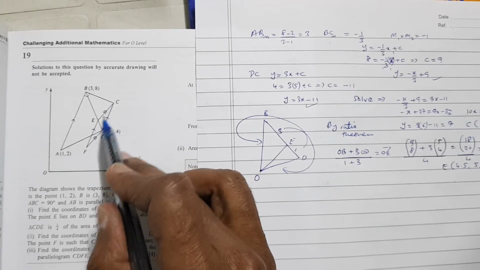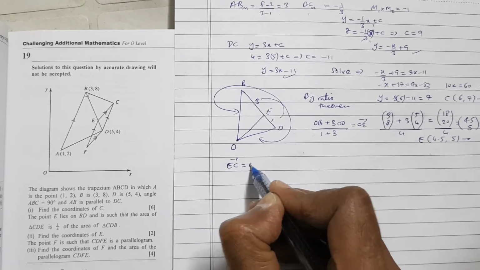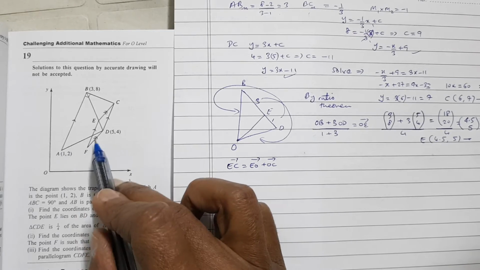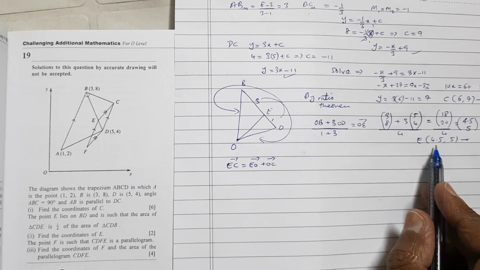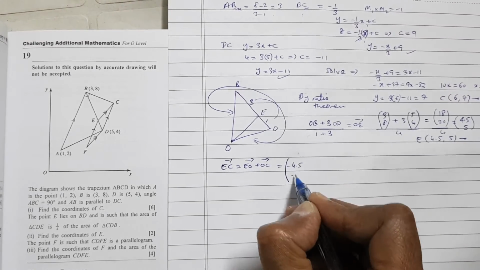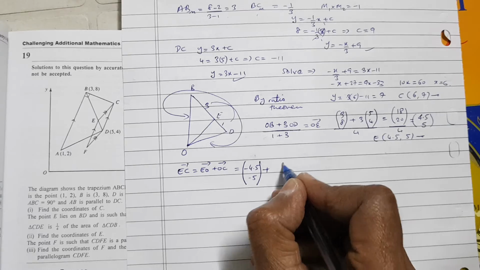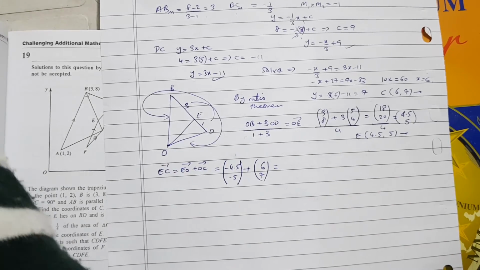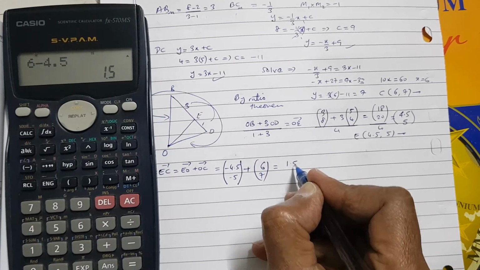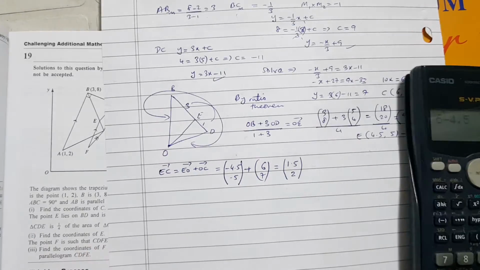I can find the vector EC. So let's find the vector EC. EC is, by geometry of vectors, EO plus OC. So what is EO? Well, we just found OE, 4.5 and 5, so that's going to be minus 4.5 and then minus 5, plus OC, and C was found to be 6, 7. So let's take our calculator here. 6 minus 4.5, we got 1.5. And then minus 5 plus 7 is 2. So we found the vector EC.